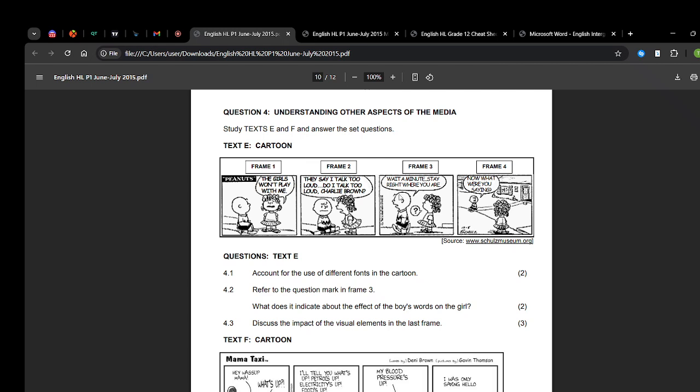So with that being said guys, in this cartoon, if we just analyze it quickly, you have 4 different frames of the conversation this boy and this girl are having. Peanuts, it's in bold and it's in black. Then she says the girls won't play with me, and you can see it's in bold. They say I talk too loud. Do I talk too loud, Charlie Brown? And it's in bold again, so that can insinuate that she's shouting. Then the boldness changed. Now it's in normal font size. Wait a minute, stay right where you are.